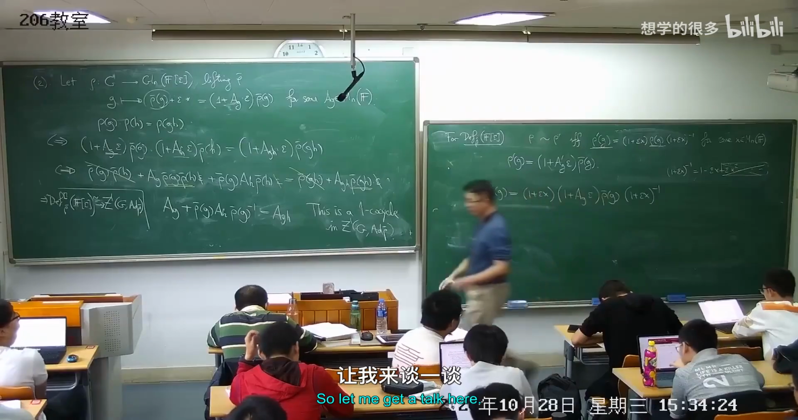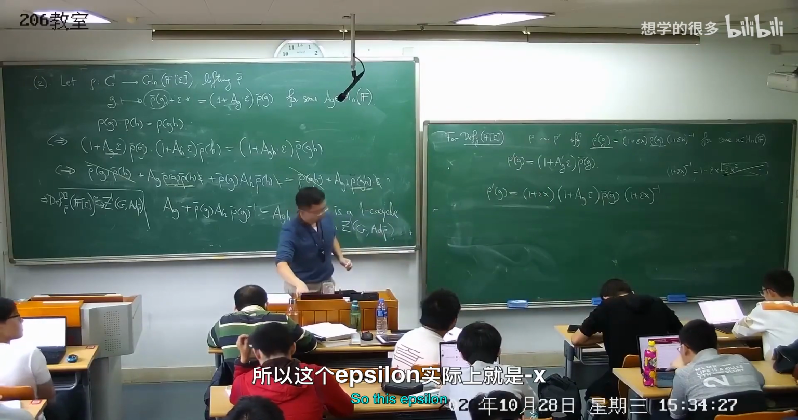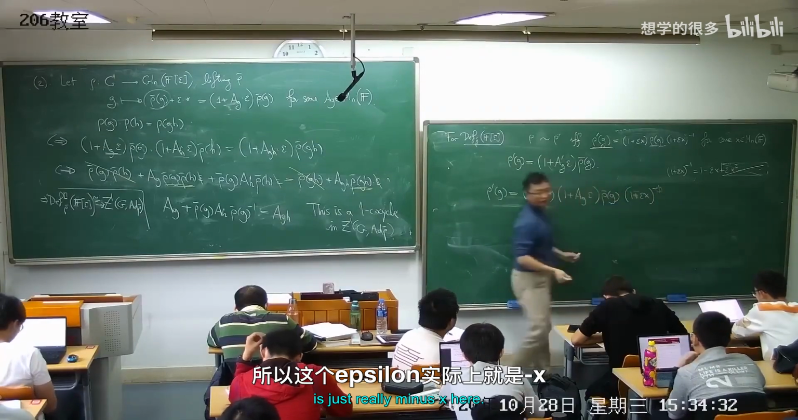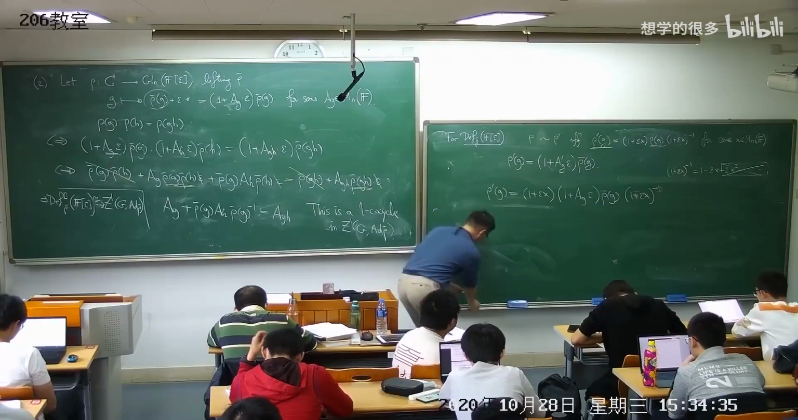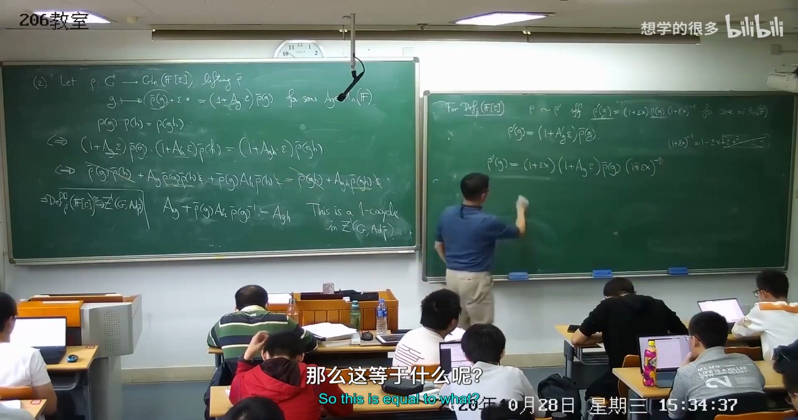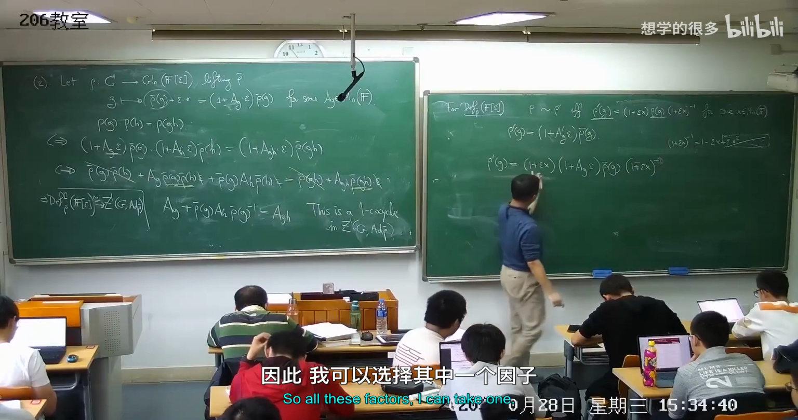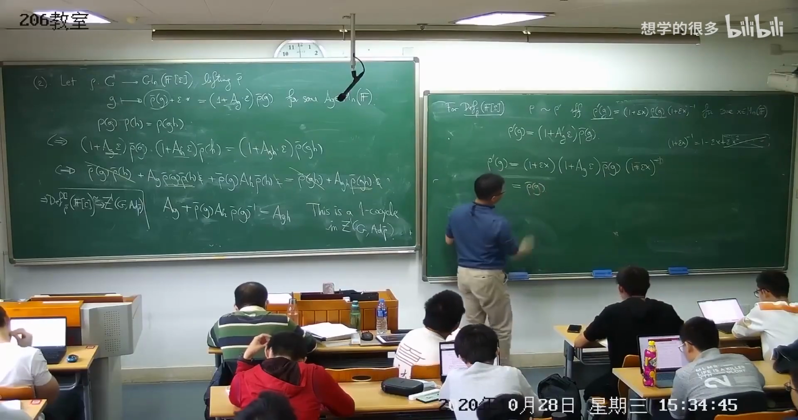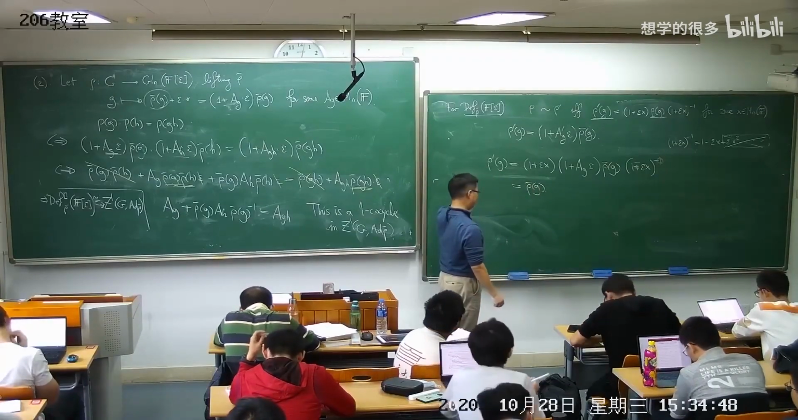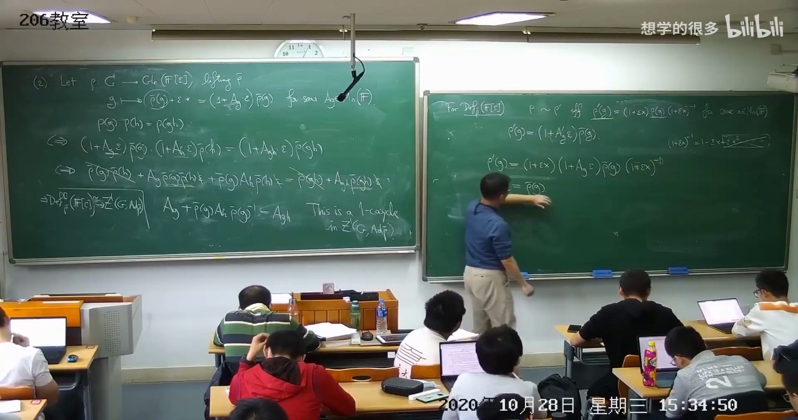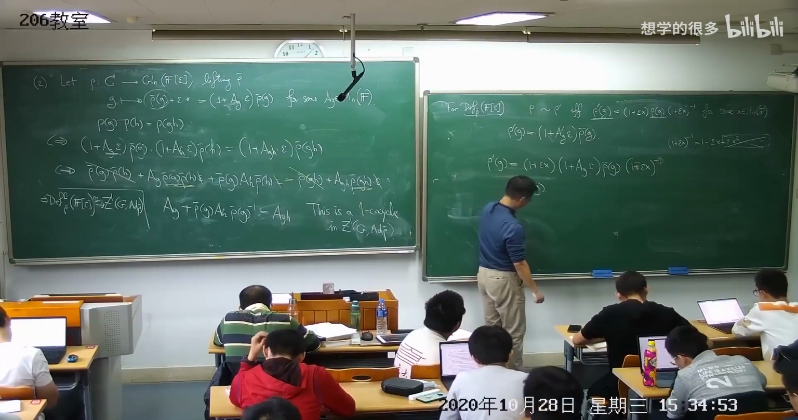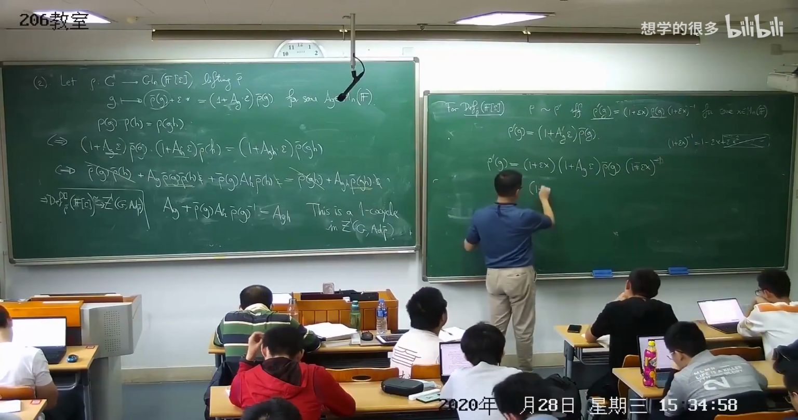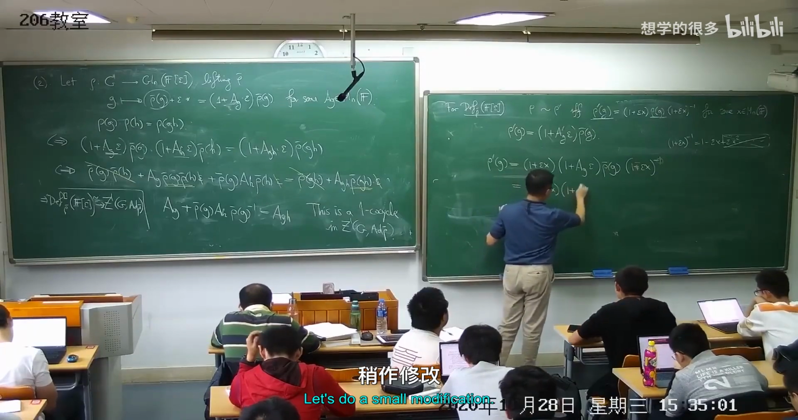So this epsilon is just really minus x here. Okay. Now let's do the calculation. It's not that bad. So this is equal to what? All these factors I can take as 1. That's okay, I get rho bar G. Maybe for later convenience, let's do one more step, a small modification.